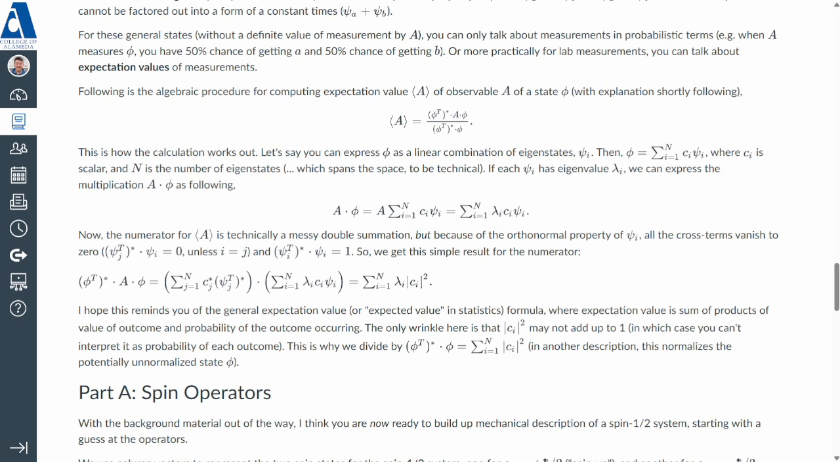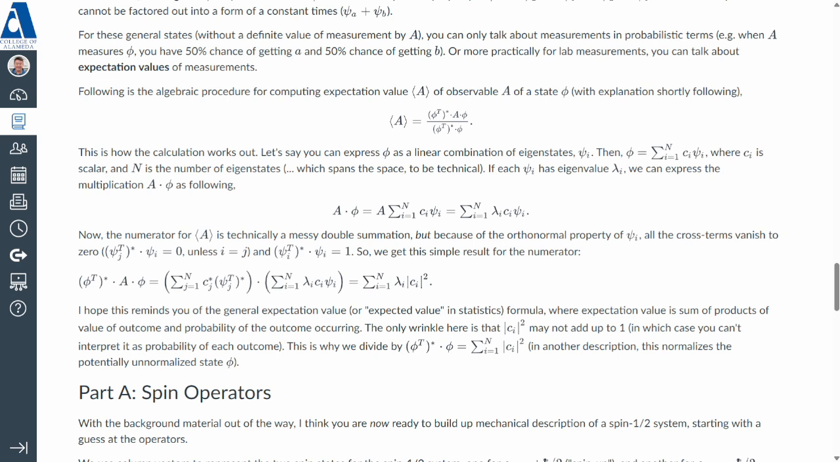But because of the orthonormal property of psi I from being eigenvectors, all the cross terms vanish to 0. That is, psi of j transpose complex conjugate times psi of I is equal to 0 unless I is equal to j. And psi sub I transpose complex conjugate times psi sub I is equal to 1 from the orthonormal property. So we get this simple result for the numerator.